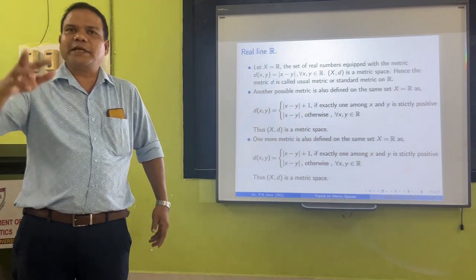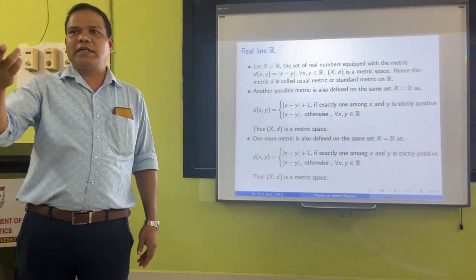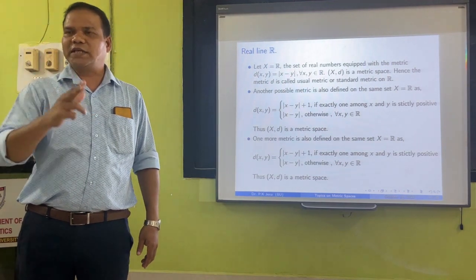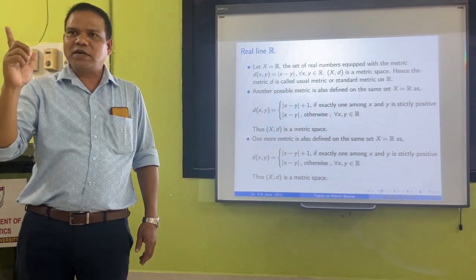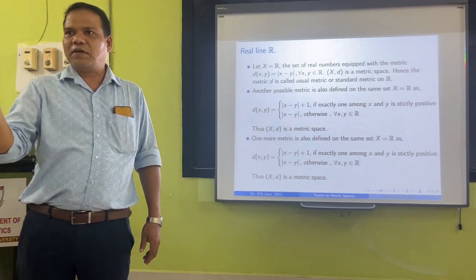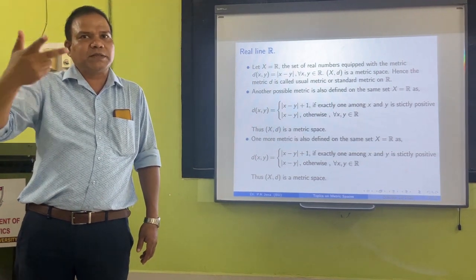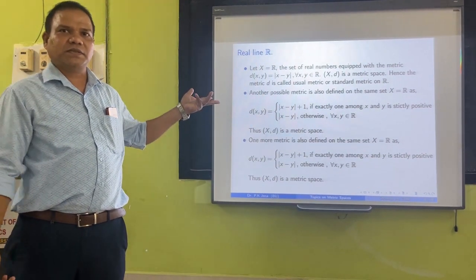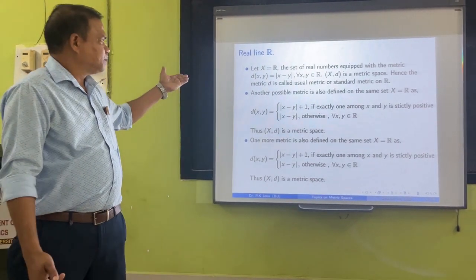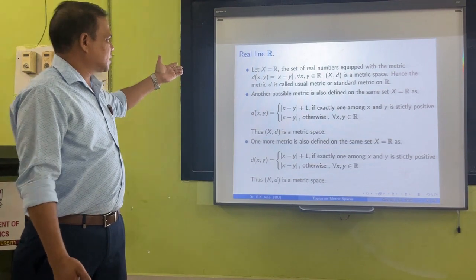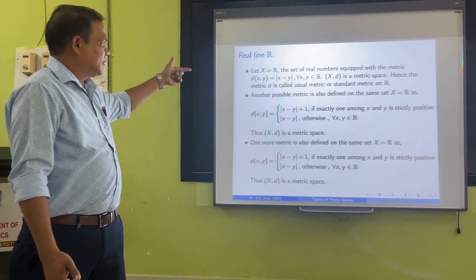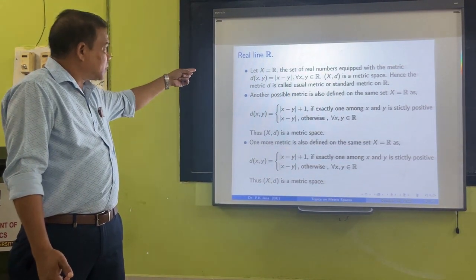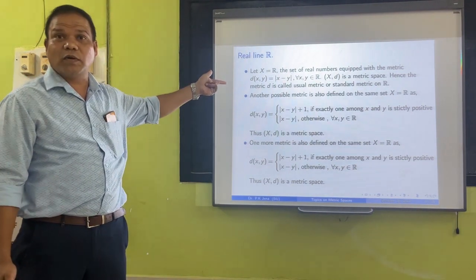The triangle inequality also holds. By the definition of the modulus, we know that |x| has two values: |x| is x when x is greater than or equal to 0, and minus x when x is less than 0. By using the definition of |x minus y|, you can prove the triangle inequality, which is also easy. So similarly, we are showing here that (R, d) is a metric space with respect to this definition, |x minus y|.